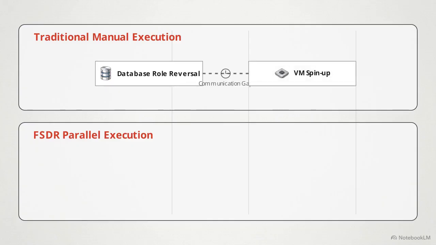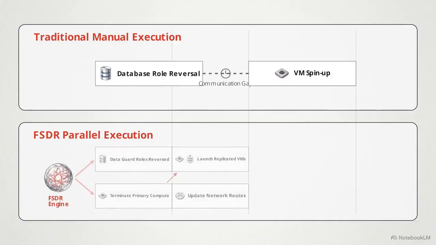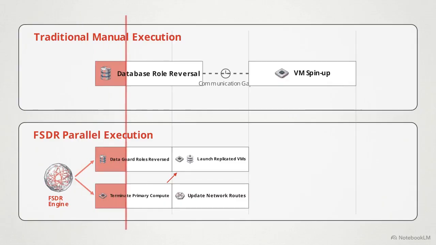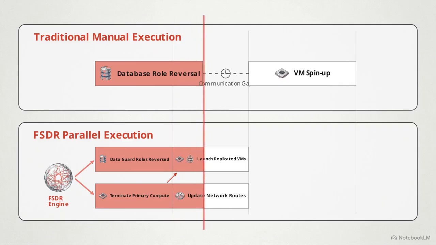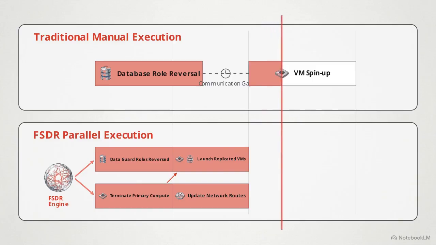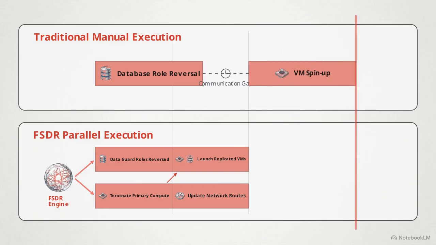DBAs must complete a full database role reversal before sysadmins can spin up virtual machines. The automated control plane eliminates this waiting period. By analyzing the dependency graph, the engine parallelizes every operation. Data Guard roles are reversed at the same time obsolete primary compute instances are terminated. Replicated compute instances are launched from block volumes in the standby region, running concurrently with network route updates.